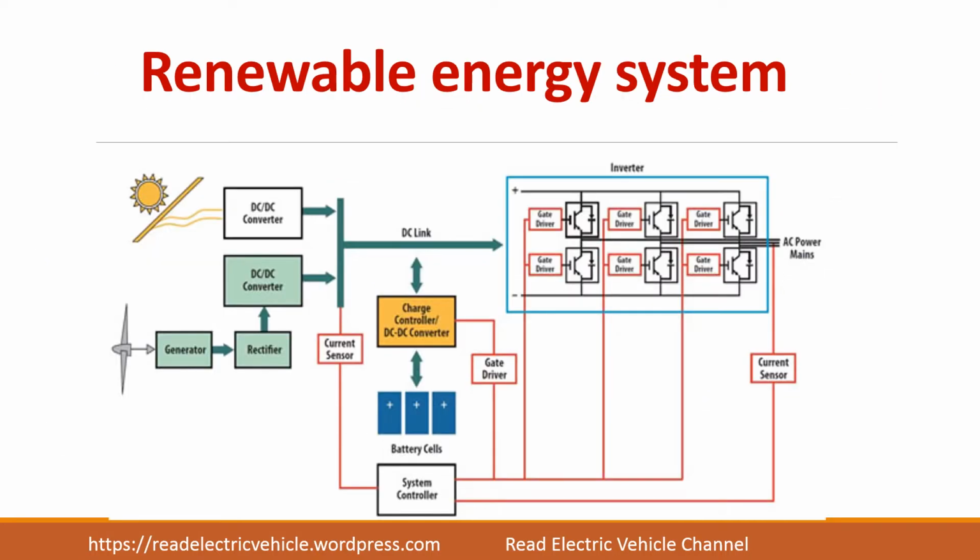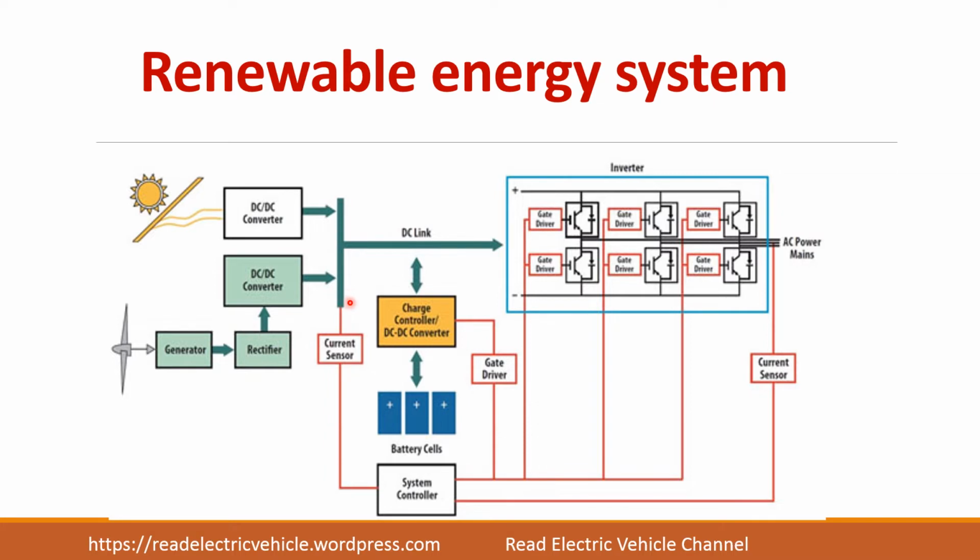Looking into the renewable energy system, which consists of two energy sources, solar and wind. This solar will give you the DC output which can be converted into the DC link voltage using this DC-DC converter. And a wind generator produces an AC output which can be rectified using this rectifier, and that rectified voltage is converted into the DC link voltage using this DC-DC converter.